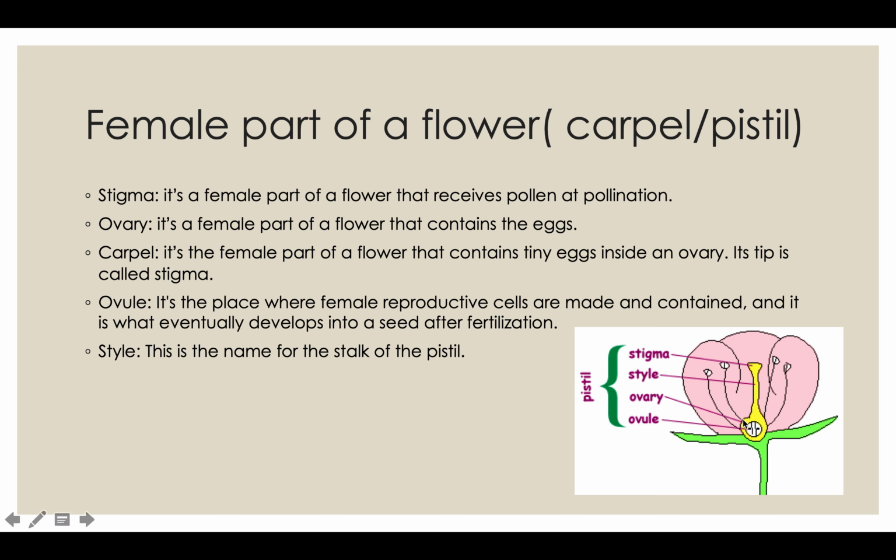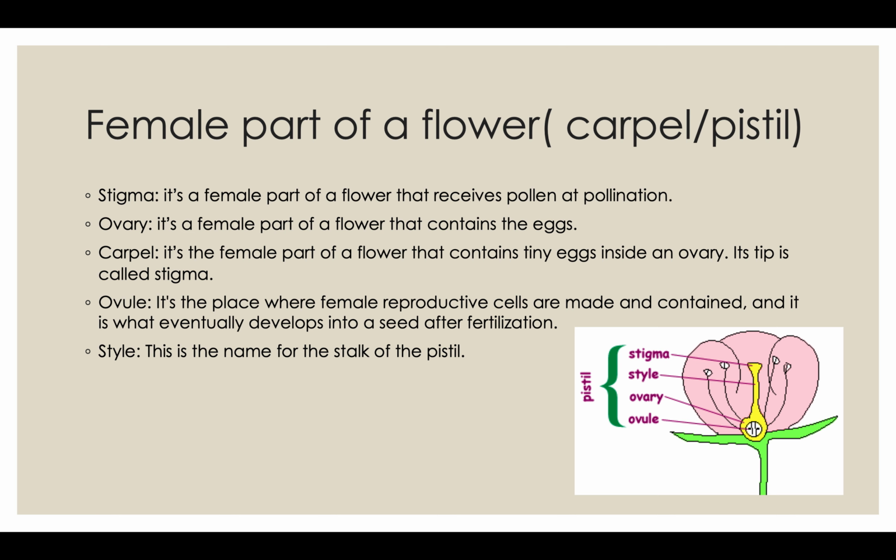Okay, so the ovary is what carries the eggs. The carpel is outside of the ovary. The stigma is the tip up here. The ovule is the place, it's not in the book, but it's just nice to have extra information. The ovule is the place where the female reproductive cells are made and contained, and it is what eventually develops into a seed after fertilization.